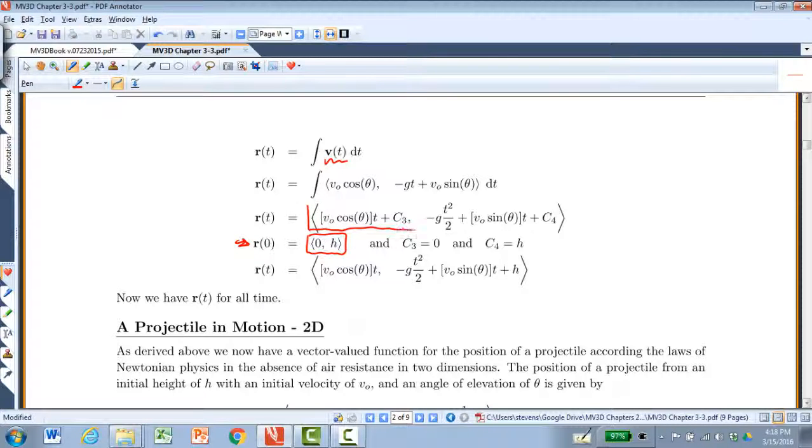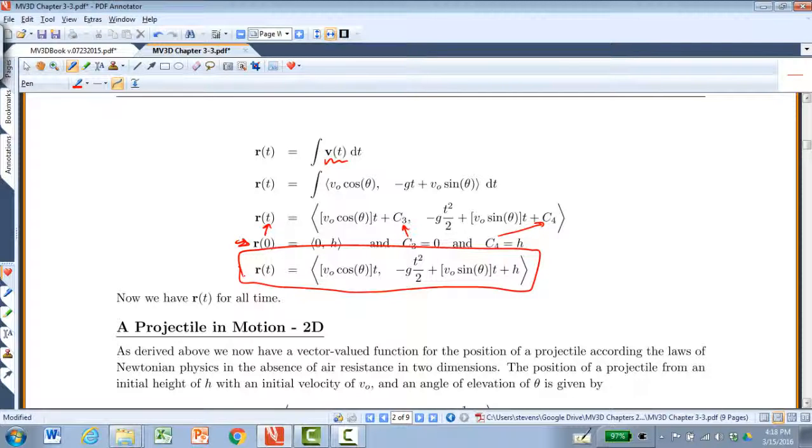So this is r of t in the general case. This is r of 0. So when I plug in 0 for t up here, that's gone. That's gone. That's gone. And what I have is that c3 equals 0, all right, because this has to equal c3. And then c4, which is the y component, has to be h. And so when I plug those back into my position function, c3 there, c4 there, I get my position for all time is given by that position function.